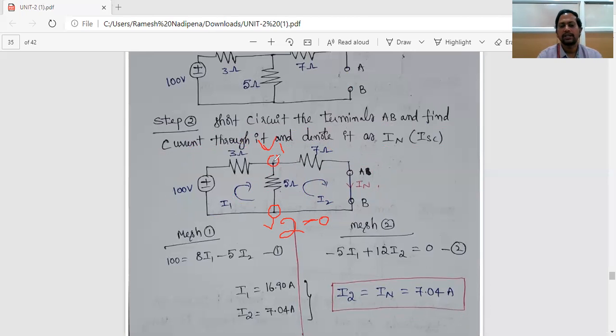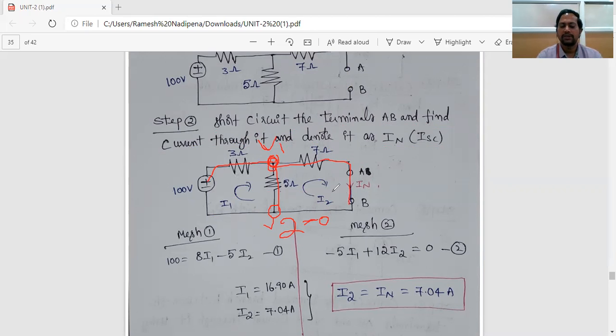After that, write the node equation at node 1. What is the node equation here? What is our assumption as per the node analysis technique? I1 plus I2 plus I3 equals 0, since at this node all currents are leaving. So what is I1 here? (V1 minus 100) by 3, V1 by 5, and V1 by 7. From that, we will get the V1 value.